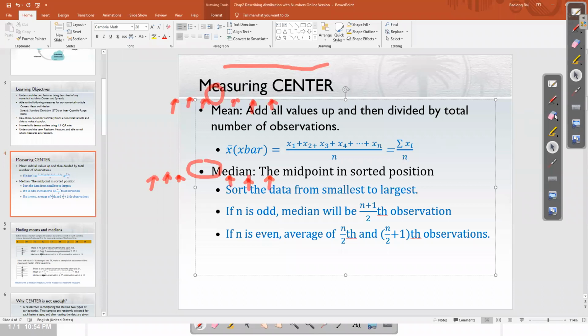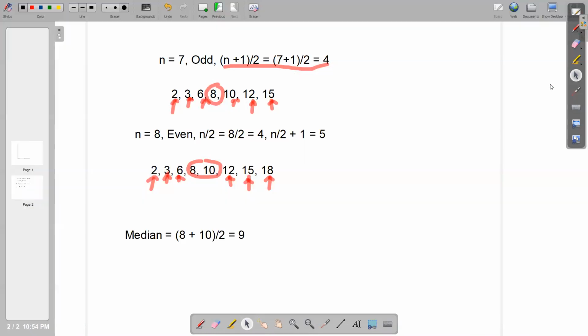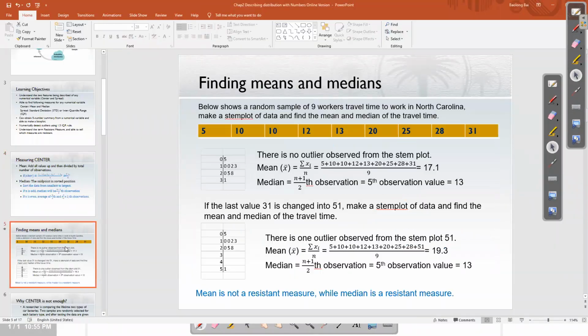Okay, so we know how to find the mean and median now. Let me erase this. It's kind of confusing. We highlighted over it earlier, right? So now let's look at a small data set, for example. We have a small data set, 9 numbers. This shows 9 workers' travel time from home to work in North Carolina. So we have 5 minutes, 10 minutes, 10 minutes, 12 minutes, 13, 20, 25, 28, and 31.